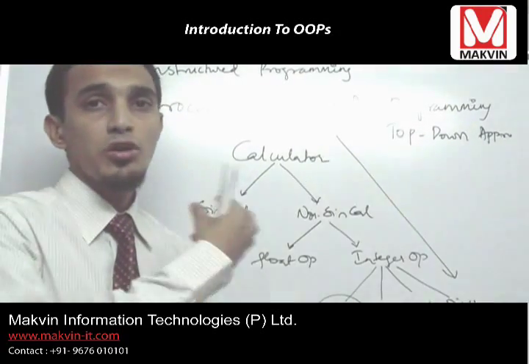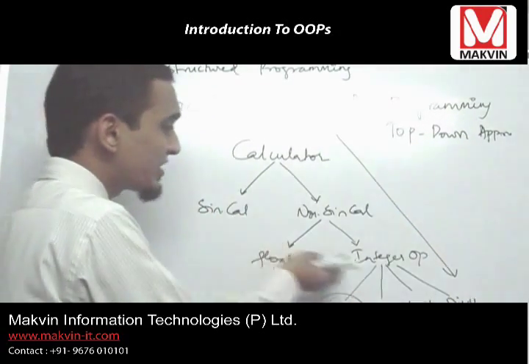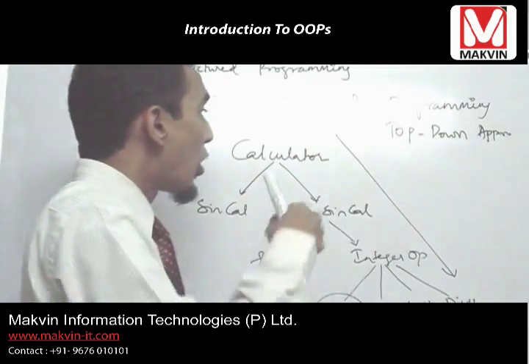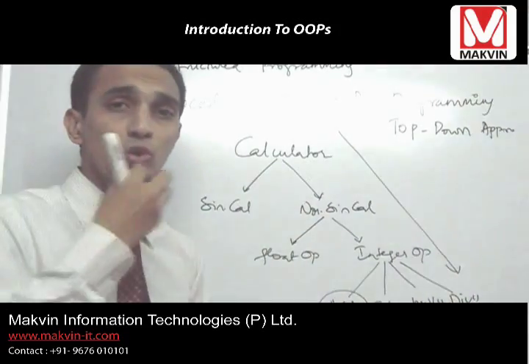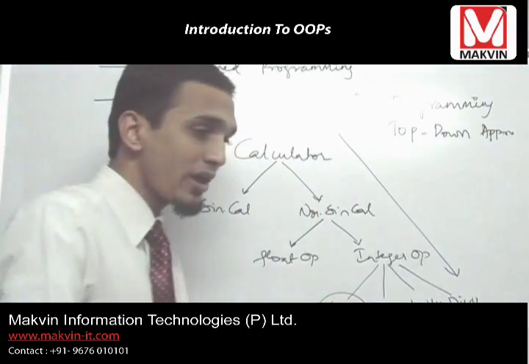It is not at all concentrating on nouns. It means it is concentrating on what needs to be implemented. It is not concentrating on who is going to use the calculator, who the users are. So this is one of the drawbacks.